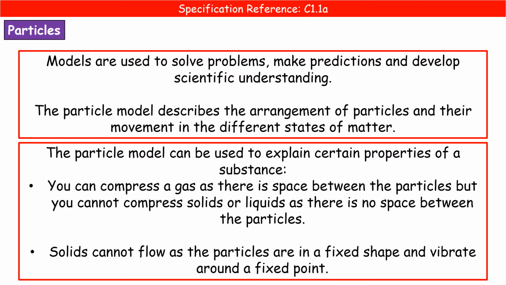From our understanding of the particle model, we can then explain some key properties. So the first one is about the ability to compress things. We can only compress a gas because there's space between the particles. We can't compress solids or liquids because there is no space between the particles, therefore there's nowhere for them to go. Solids are the ones that can't flow because the particles are actually in fixed positions and they only vibrate around a fixed point. Liquids and gases, they can flow because the particles are free to move over one another or around each other.